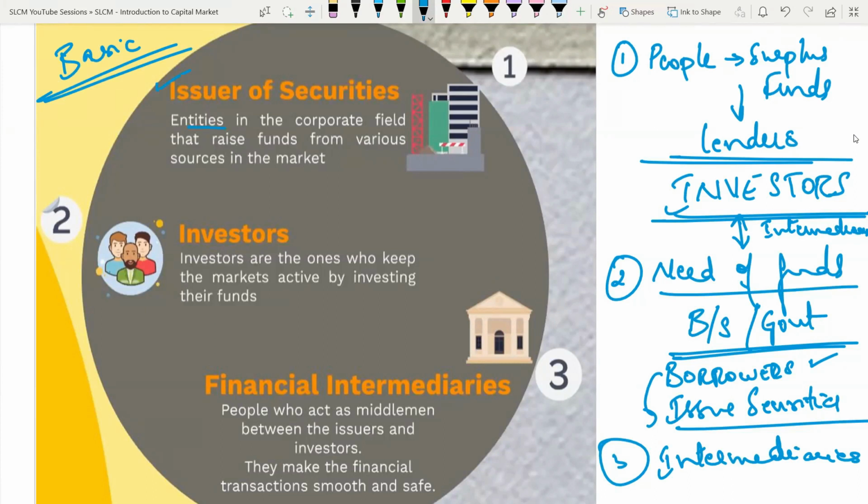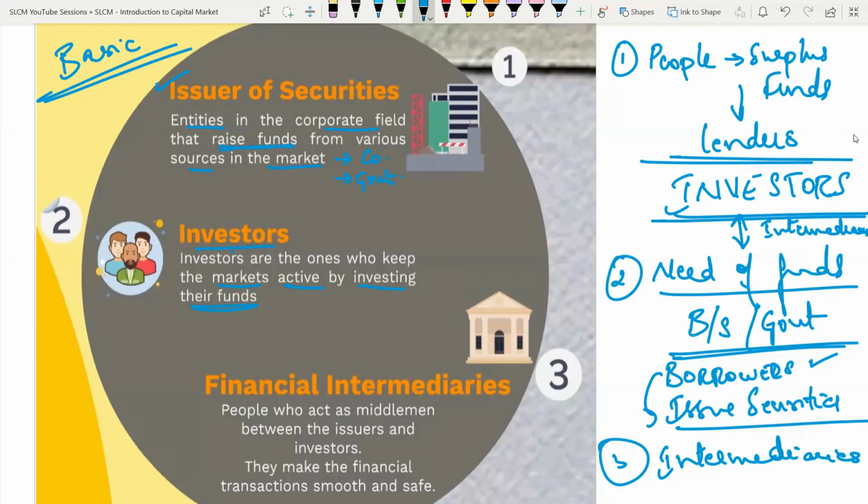They are the entities in the corporate field who want to raise funds from the financial market as a whole. These can be in the form of companies, or government entities, etc. Second one are the investors. They are the people who keep the market active by investing their surplus funds in the market. So if there are no investors, the entire market cannot function by itself, right? So the investors are the basic requirement for a particular market to function and establish itself.